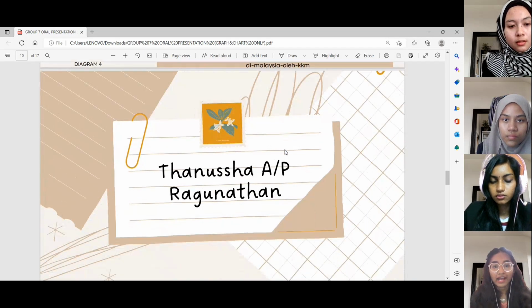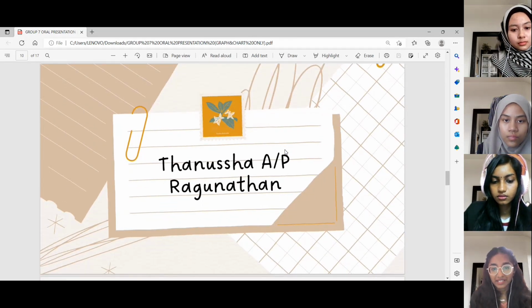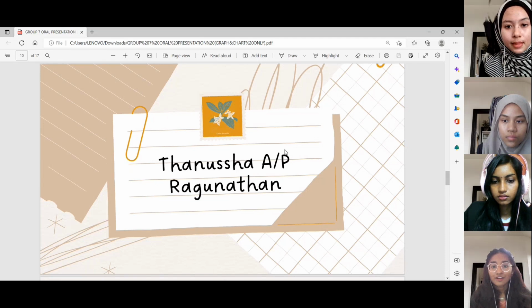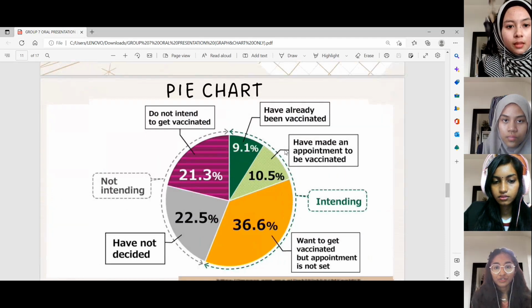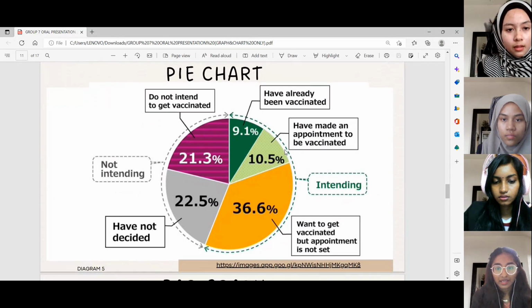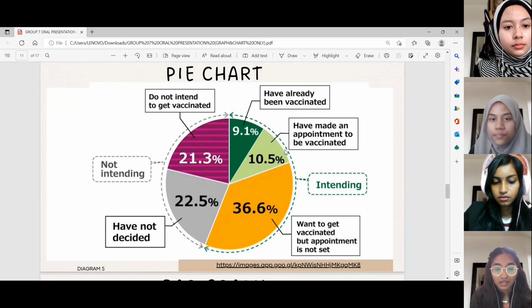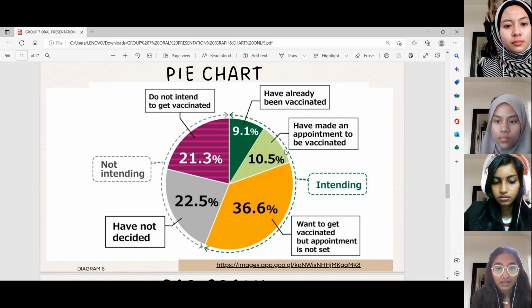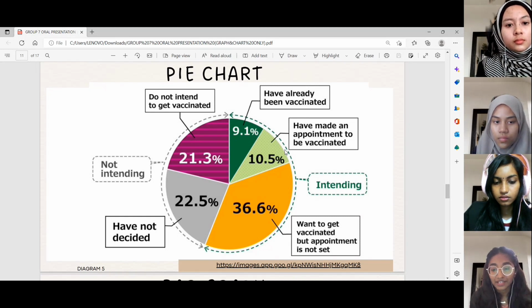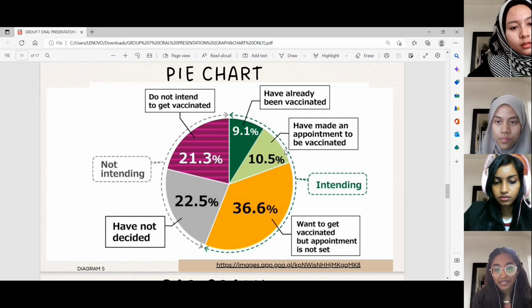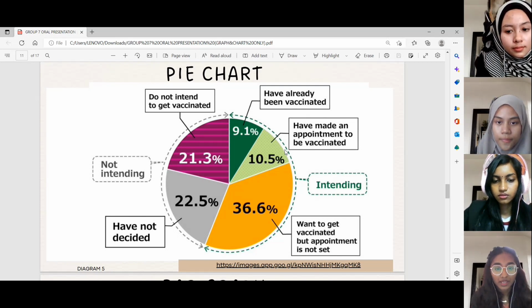Thank you. I will be the third presenter, and my name is Tamisha Raghunathan. For the first graph, I've chosen a pie chart. The pie chart shows the percentage of a survey on coronavirus vaccines. So this pie chart is clearly about a survey on coronavirus vaccines.